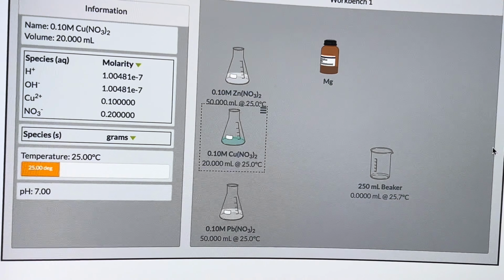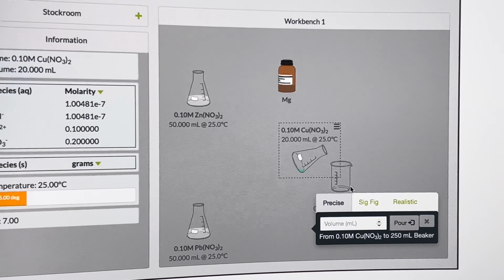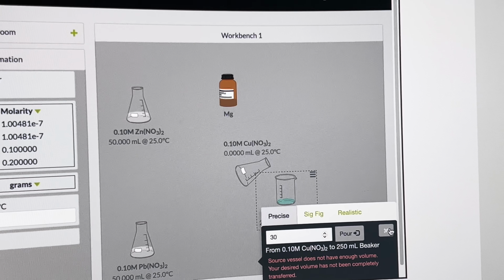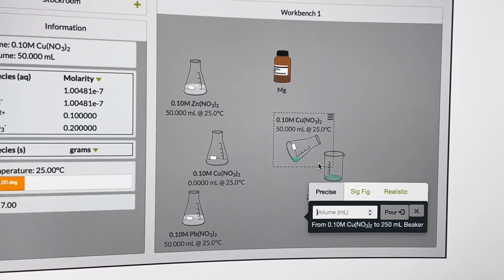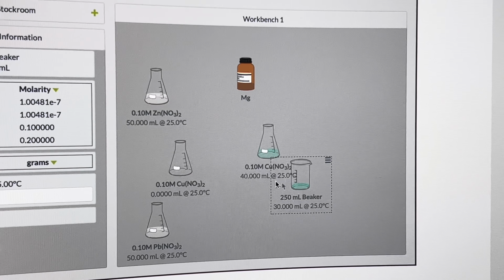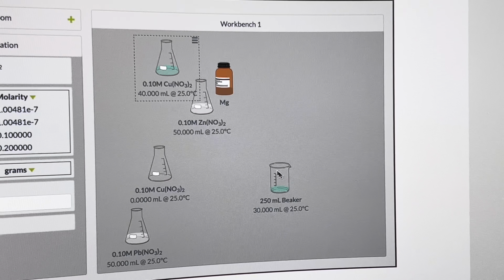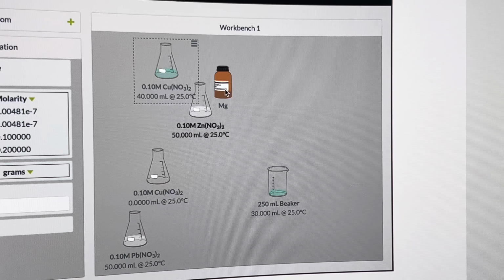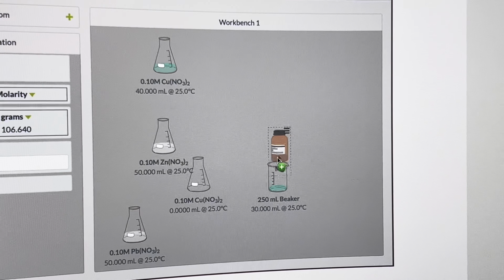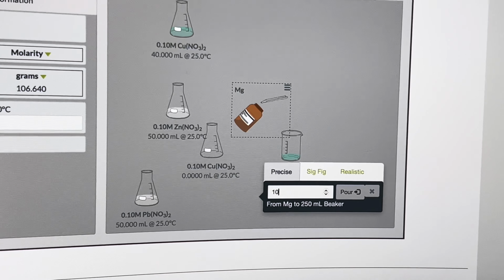Now we're going to add copper nitrate into the clean beaker like so. We're going to add 30. We're just going to add 10 more. Now we have 30 milliliters of the copper nitrate in the beaker. And now we're going to dispense 10 grams of our magnesium and see if we can make any observations.